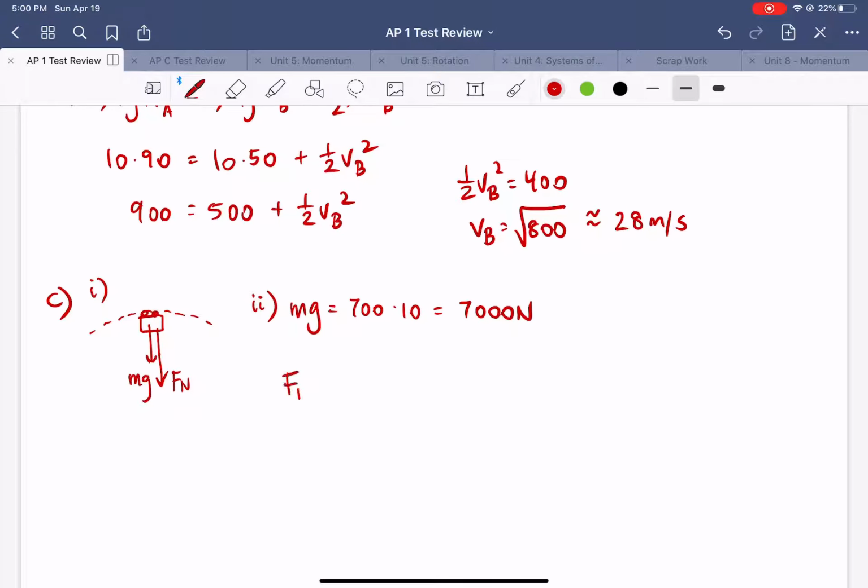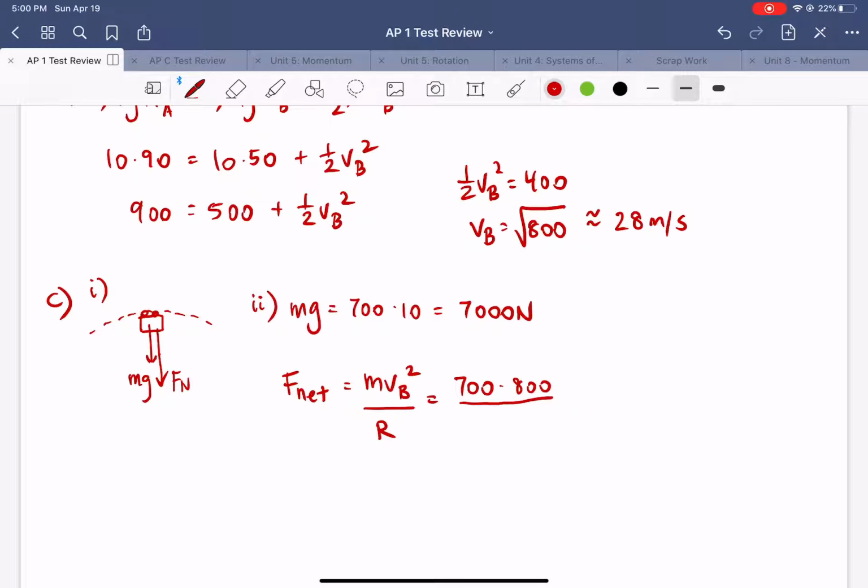Okay, so let's write that out. So v is what we called VB, and r is the radius of the loop. So the mass is 700 kilograms. VB squared, if we look at our results for part B, that was 800.